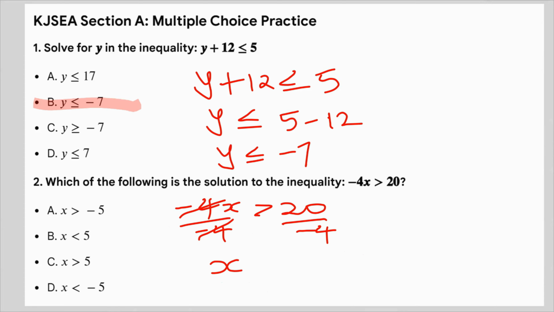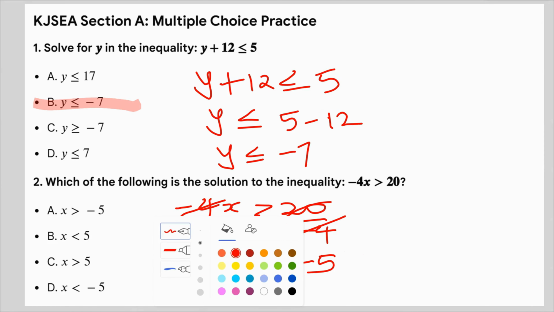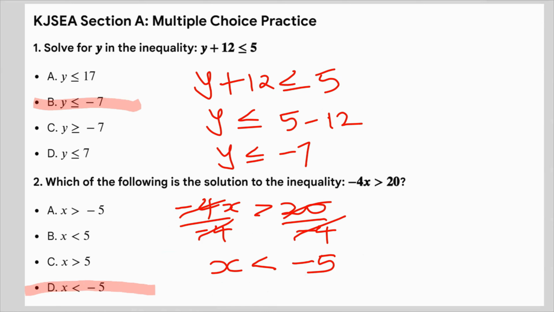We are going to change this inequality sign. So let's flip it. It is greater than, so it's going to be less than. And then here, when you divide, you get negative 5. So our answer is x is less than negative 5, and that's D.